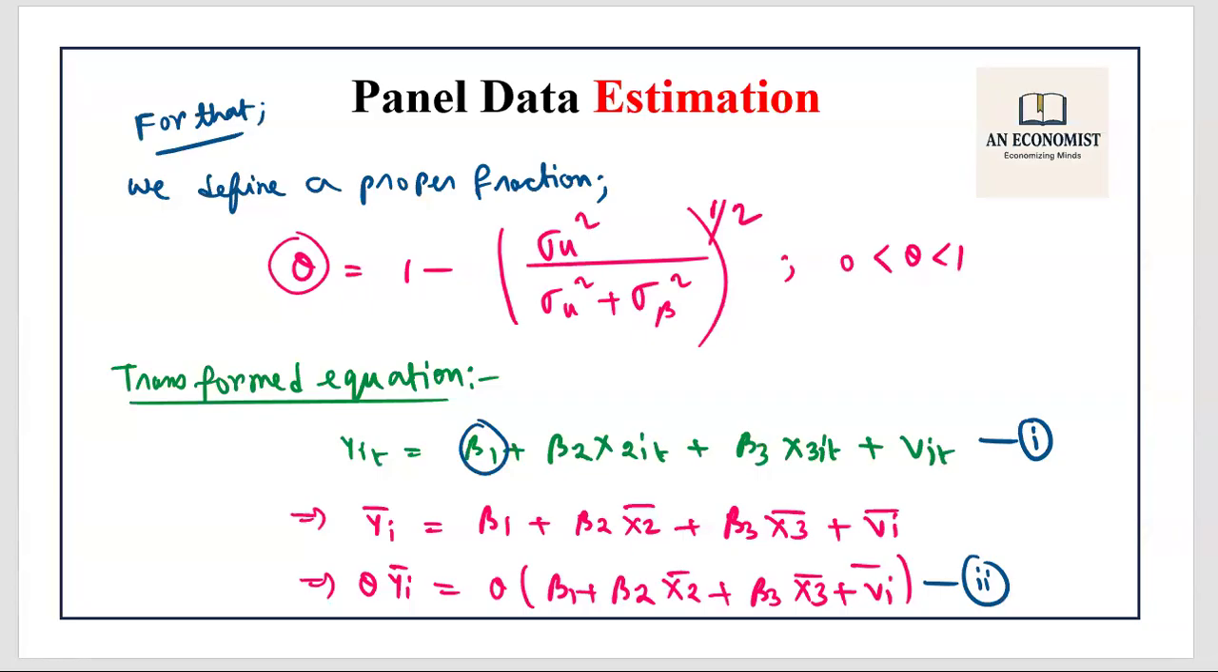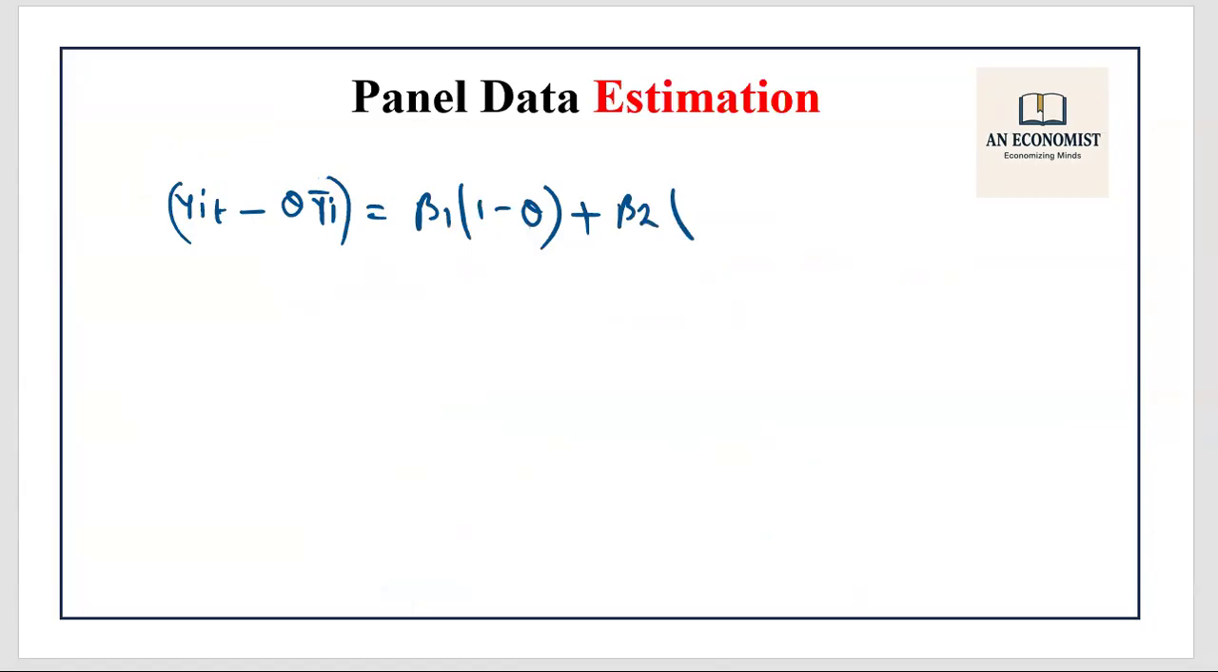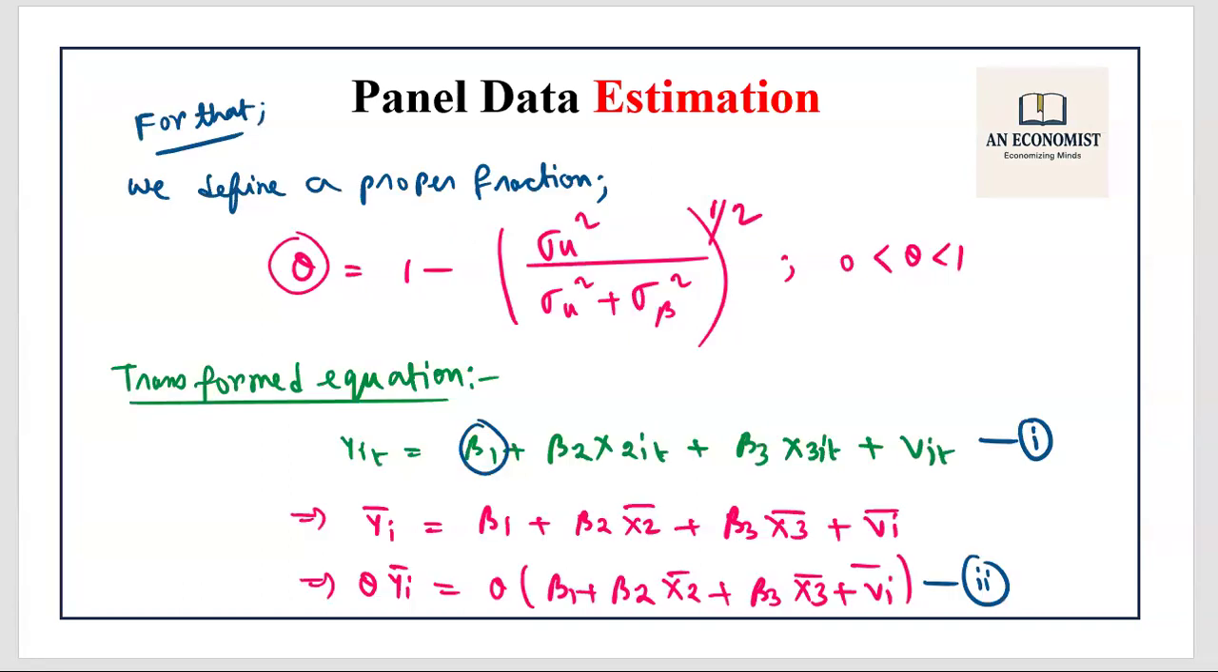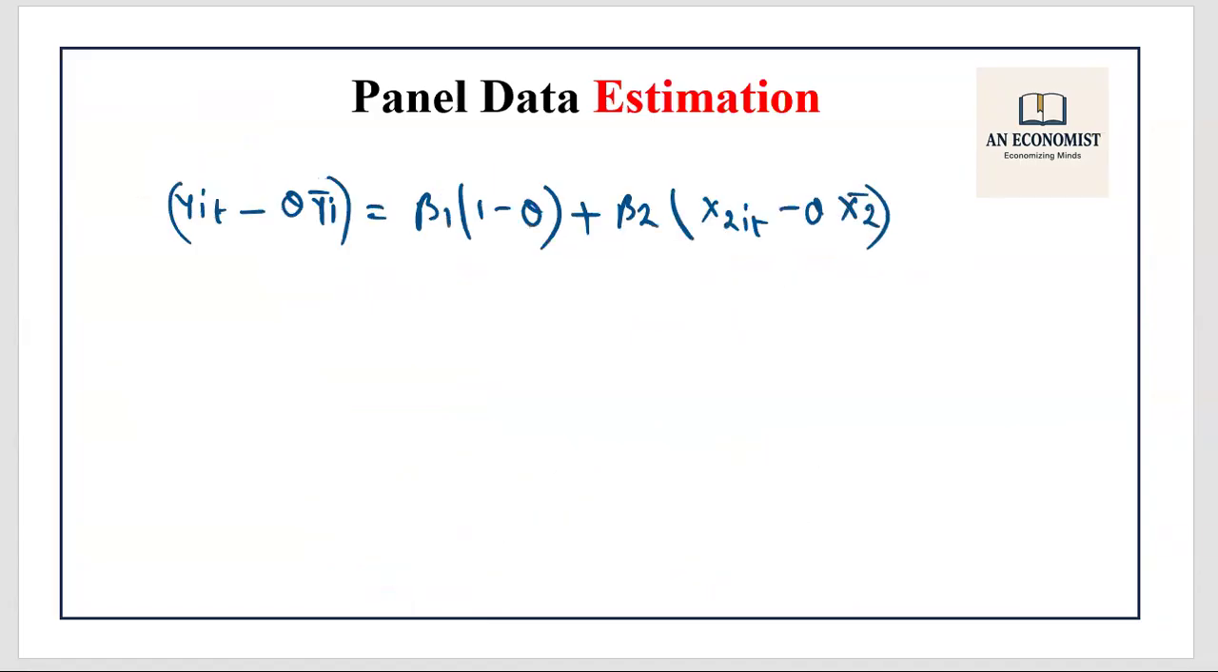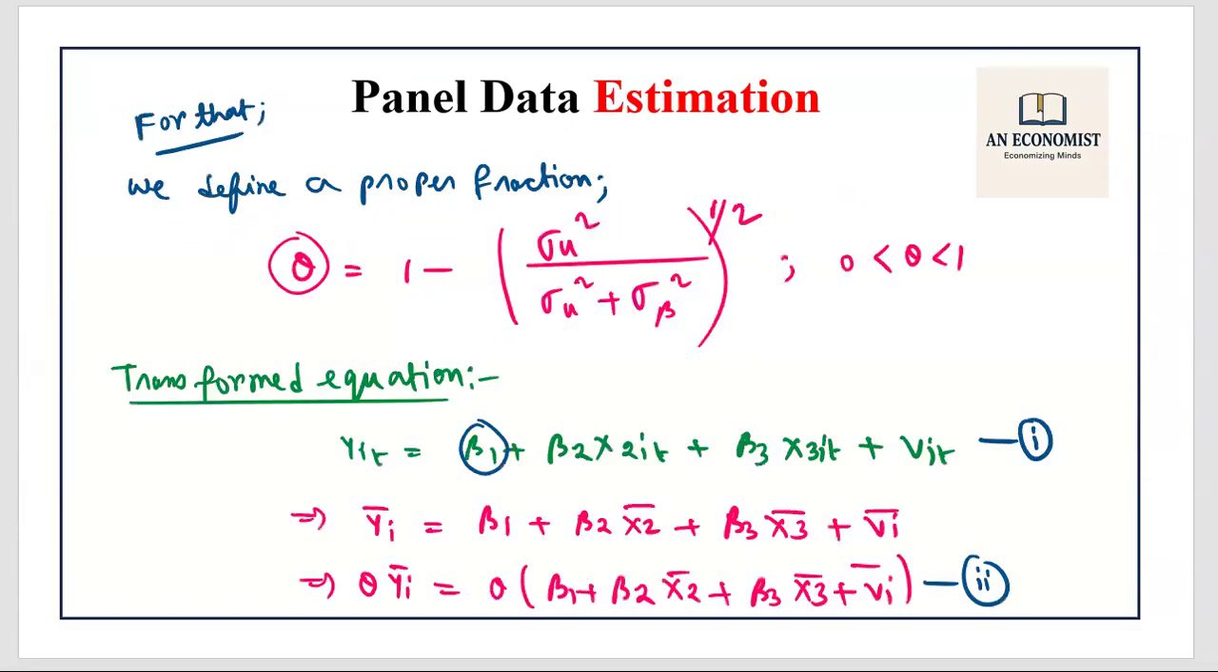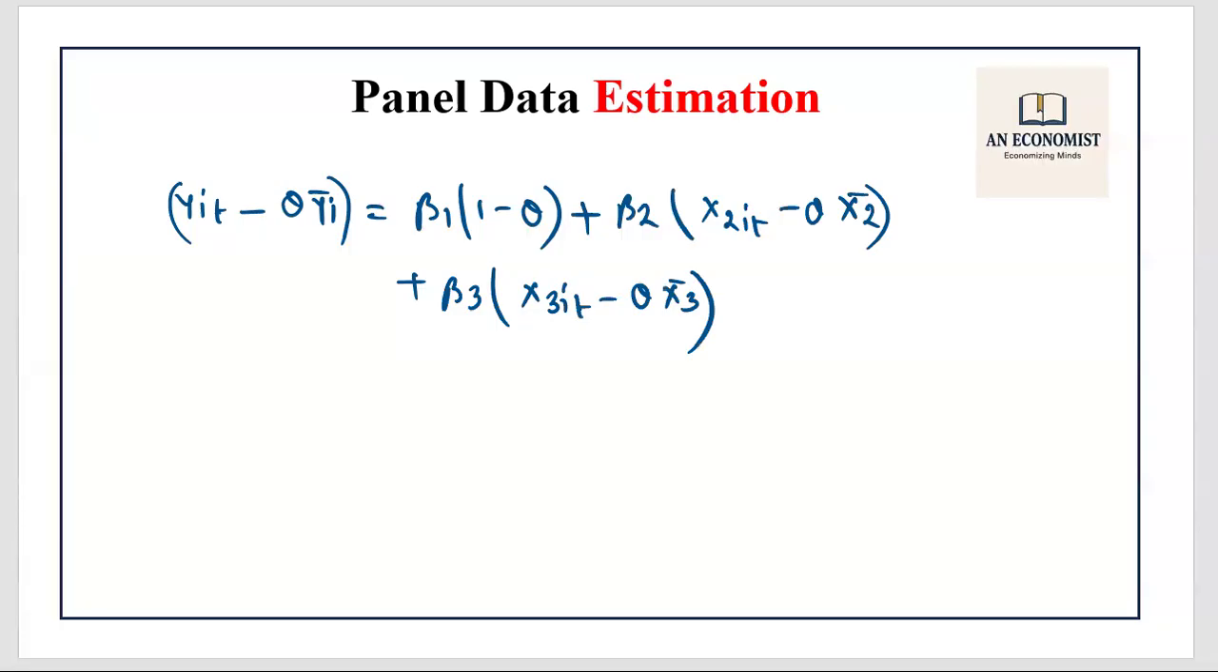And then what you do? You take the beta 2 out. If you take out beta 2, what you will have? x2_it minus theta x2 bar. Plus take beta 3 out. So if you subtract, beta 3 will be x3_it minus theta x3 bar, and this term remains the same, v_it minus theta v_i bar. And this will be the transformed model that we have to ultimately use.